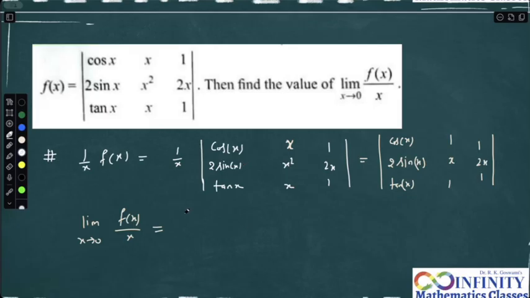Now just plug the values. So cos 0 is 1, 1, 1. Sin 0 is 0, 0, 0. Tan 0 is 0, 1. आपको What? डिफरेंशिएट. I'll tell you about the differentiation also. You just focus on this one for the moment. Okay. So because there is a 0 row, I can tell you the value is 0.